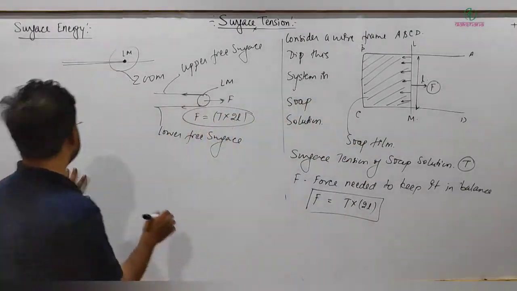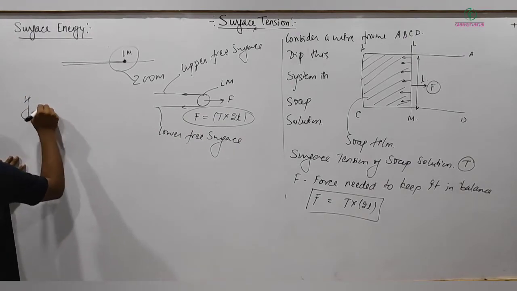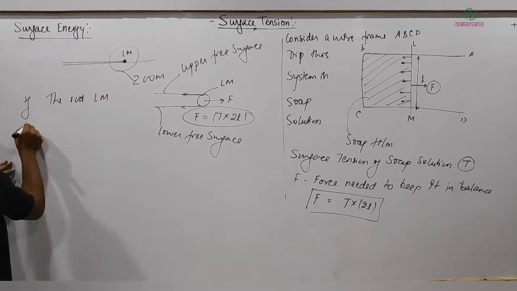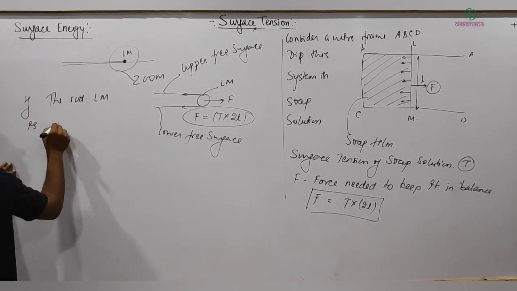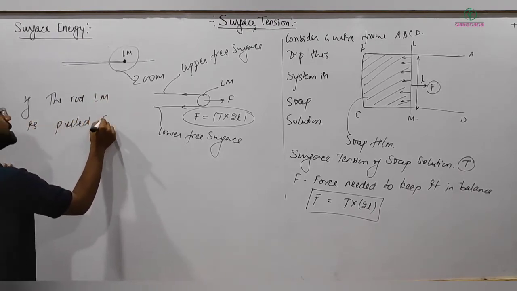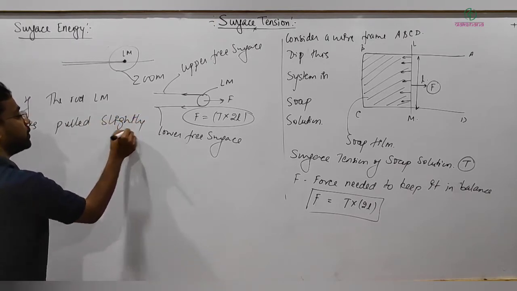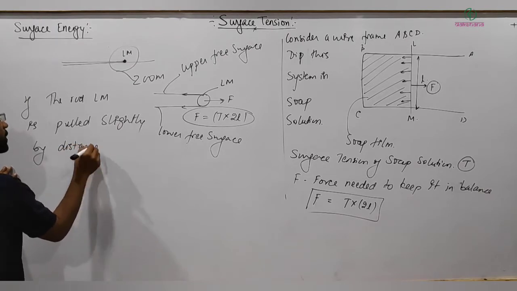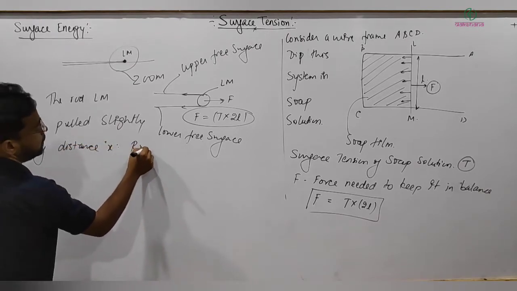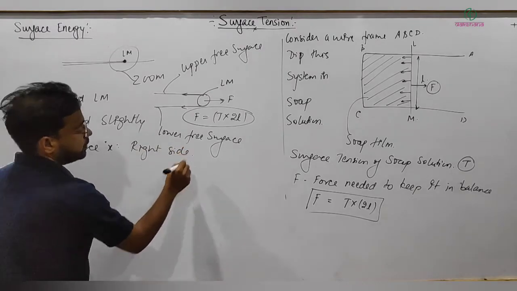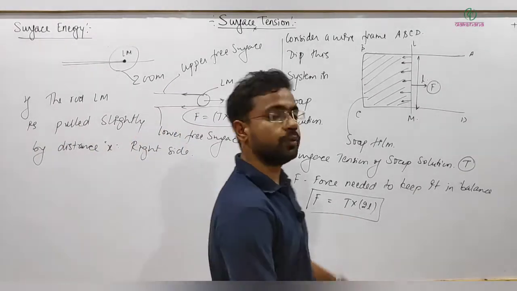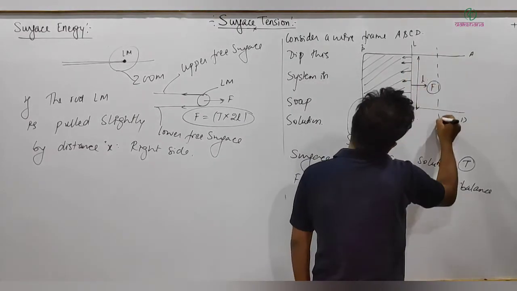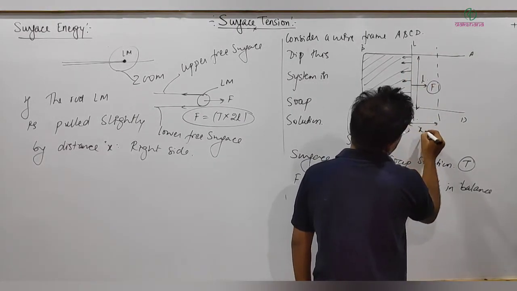But if the rod LM is pulled slightly by distance x to the right side, then what will happen? The force we are applying, displacement is there, this is shifted, let's say up to here, this distance is x.